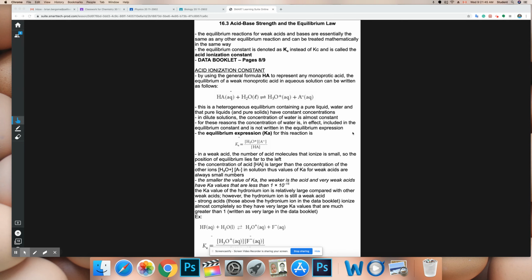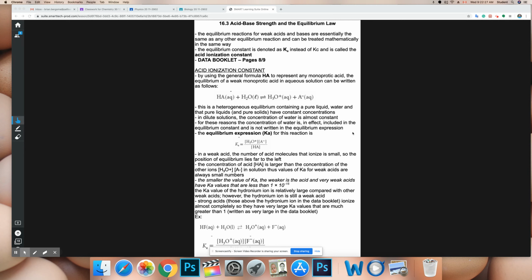And so the equilibrium expression in general for any weak acid is Ka equals the concentration of hydronium times the concentration of the conjugate base, divided by the initial concentration of our weak acid. In weak acids, the number of acid molecules that ionize is really small. So the position of the equilibrium in pretty much all cases lies really far to the left, which means it'll have a really small Ka, like times 10 to the negative 5, 6, or 7.